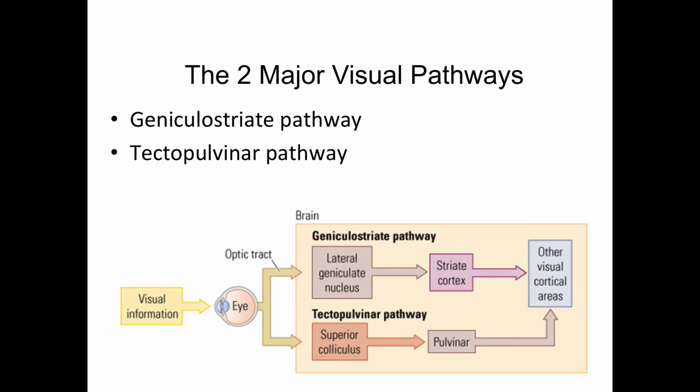Okay, and then we have the other pathway, which is called the tectopulvinar pathway. This relays from the eye to the superior colliculus in the midbrain tectum, and then it reaches visual areas in the temporal and parietal lobes through relays in the lateral posterior pulvinar complex of the thalamus. Okay, whoa, those were a lot of complicated words, right? Okay, so let's go over these again.